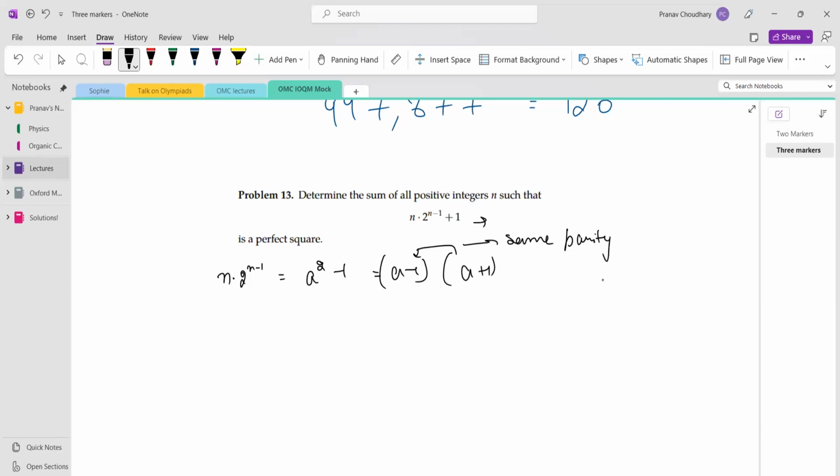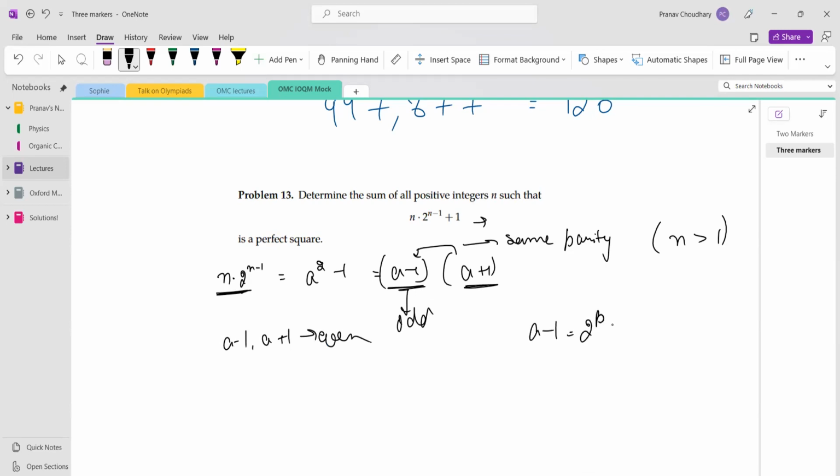Same parity. And okay, let's just assume that n is greater than 1 for now. The n equals 1 case we can just check later on our own. So this thing is even. So if a minus 1 is odd, then this is odd. So odd times odd cannot be even, which means that a minus 1, a plus 1 are both even.